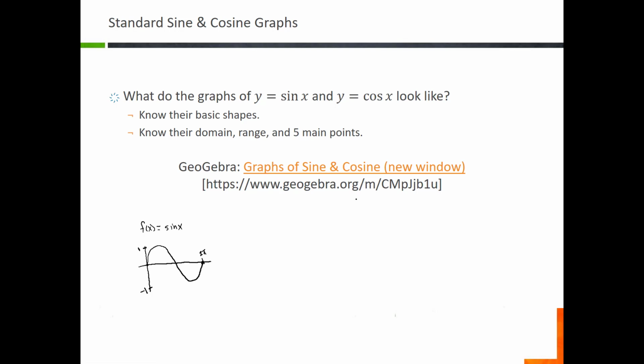Okay? Cosine, let's look at what cosine is going to be like. Cosine f of x is equal to cosine of x.